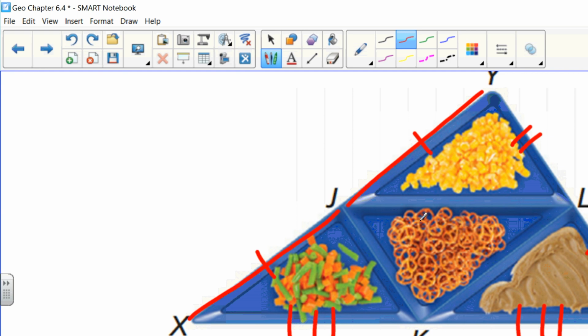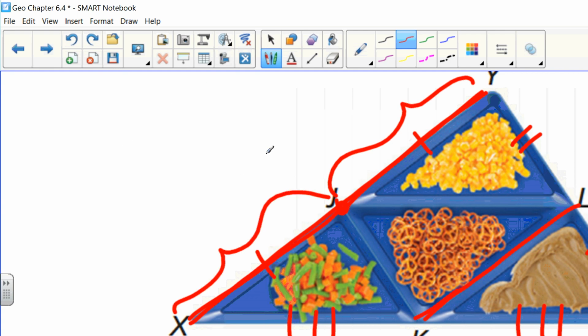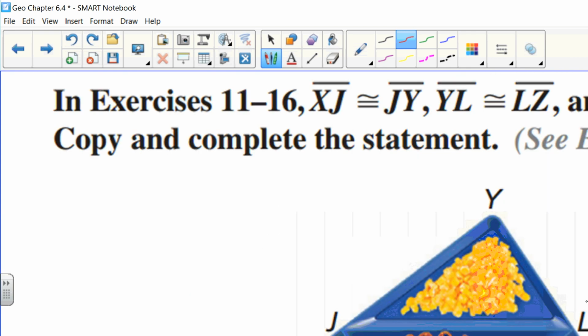What other line would it be congruent to? KL. Because KL is the mid-segment, yes? The mid-segment is equal to half of its corresponding third side. So if it's half, it means we have two of the same length that make up this line here. All three of these are going to be congruent. Any questions on this here? Okay. Let's look at the next one.